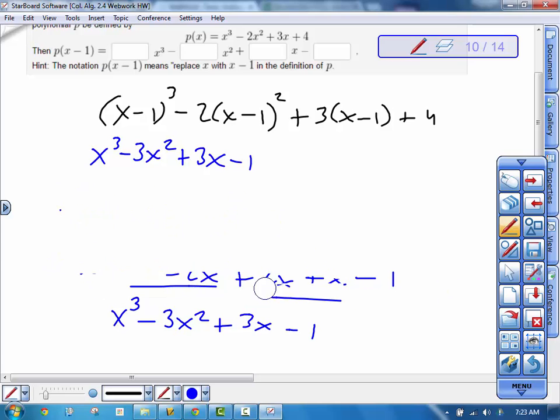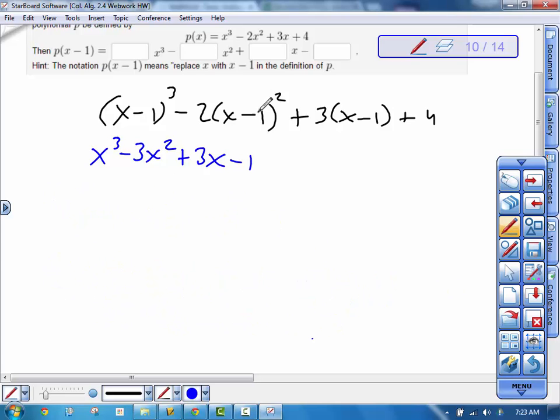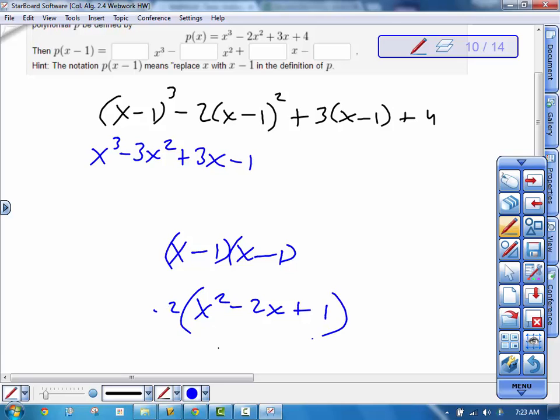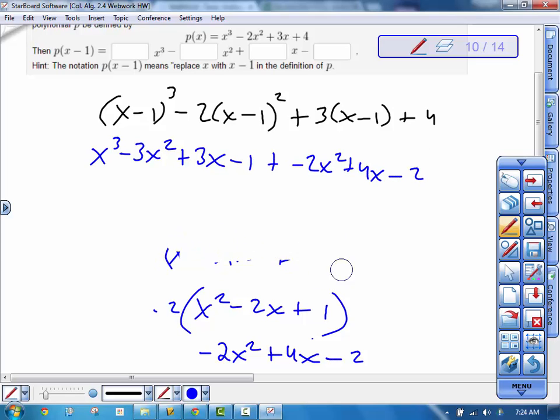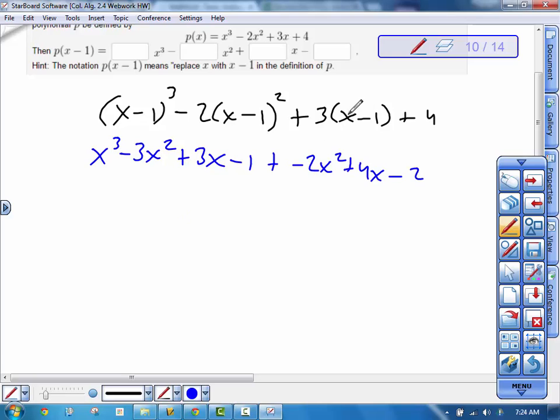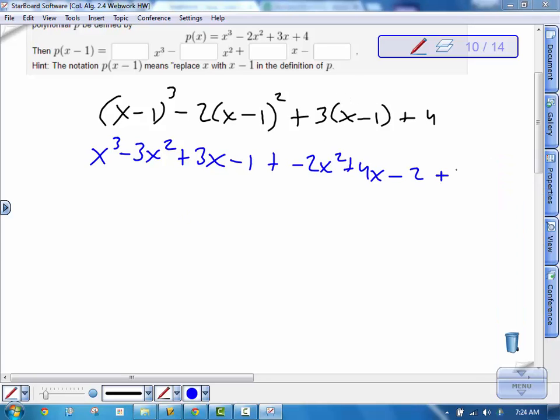Okay, so then I need to do the next term now, which is right here. x minus 1 times negative 2, so I'm going to do that right here. x minus 1 times x minus 1 gives you x squared minus 2x plus 1, but I still need to multiply that by negative 2. So that would give me negative 2x squared plus 4x minus 2. And that goes here. Then I still have the rest of it, which is right here. This is going to be plus 3x minus 3, and then plus 4.